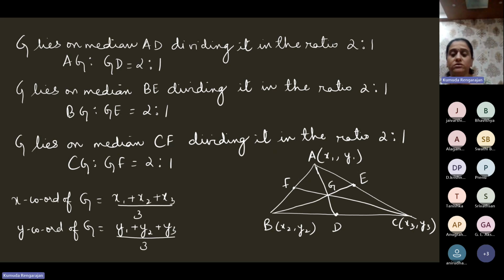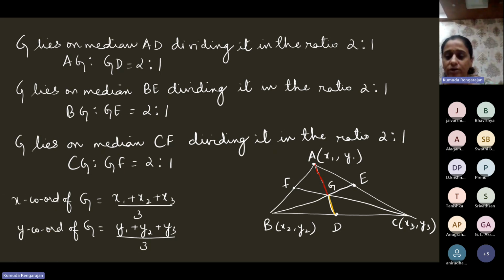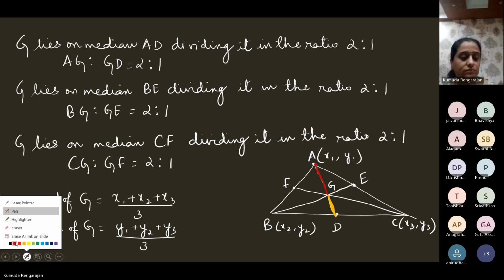Okay, so the centroid divides the median in the ratio 2:1. So it's important which is two parts, which is one part. From the vertex to the centroid is two parts. From the centroid to the midpoint is one part. You see here.